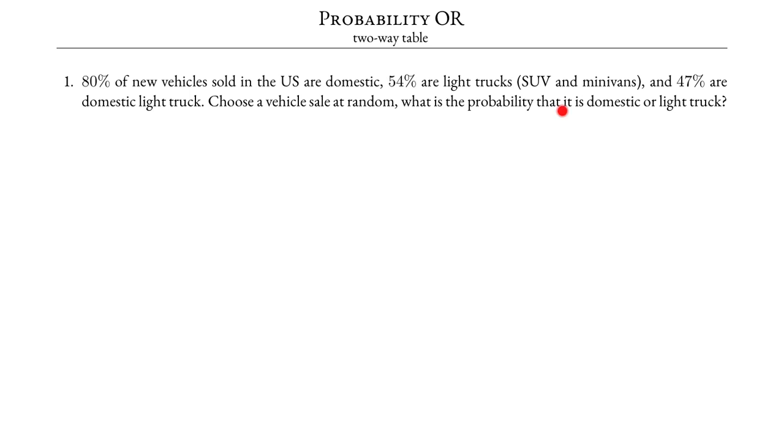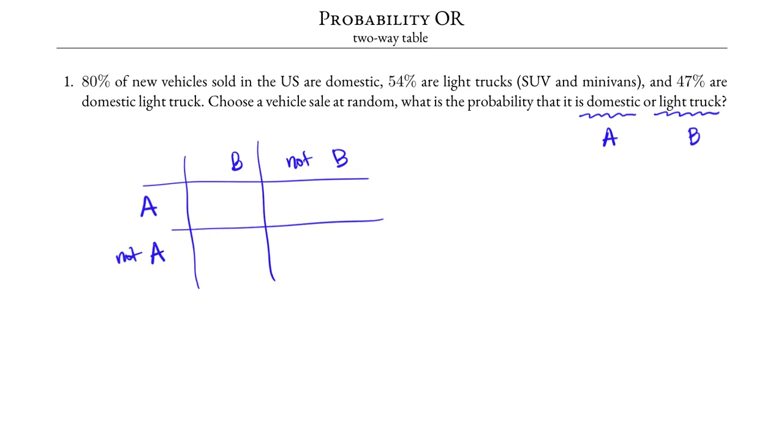Observe that in the question itself, what is the probability that it is domestic or light truck? So there are two events here connected by the or. To simplify the table, we will let A be domestic and B be light truck. Then the table is typically A or not A, B or not B. This is what we call a two-way table. And we also list the corresponding totals as well. These are the total row and the total column.